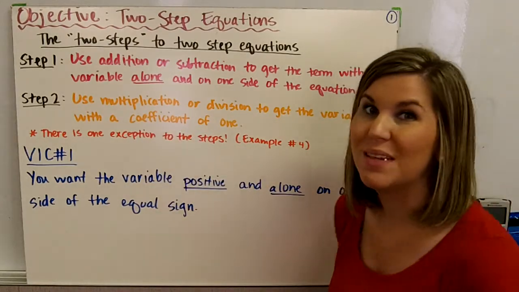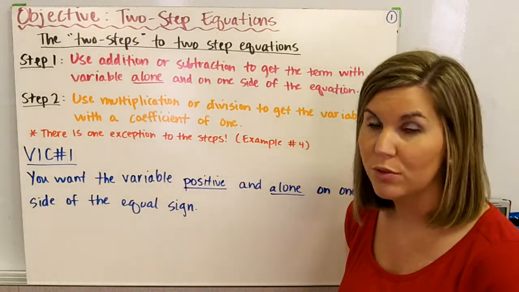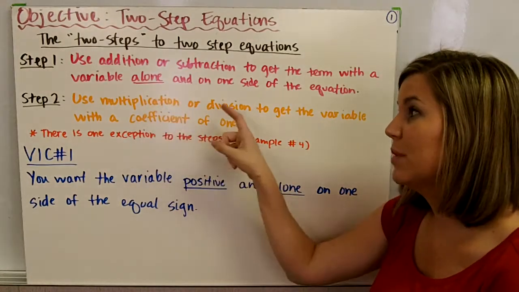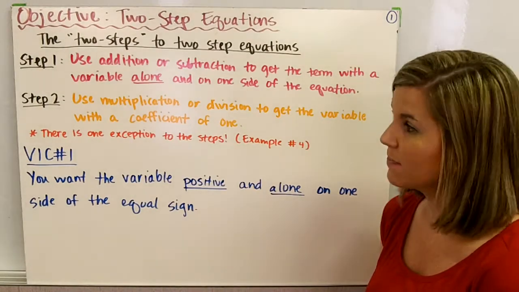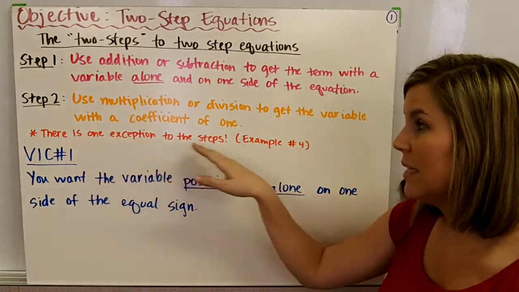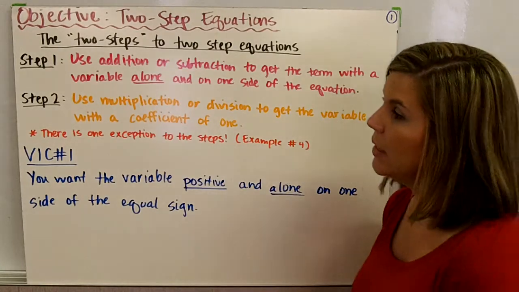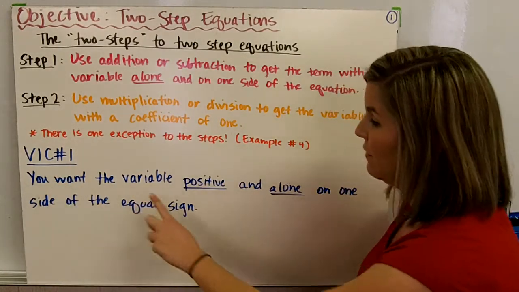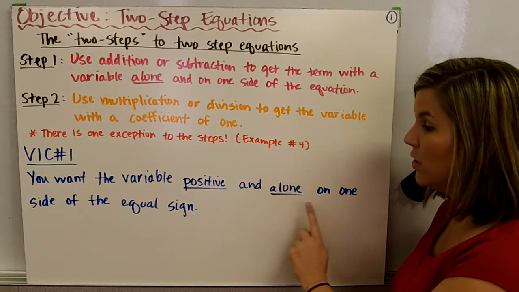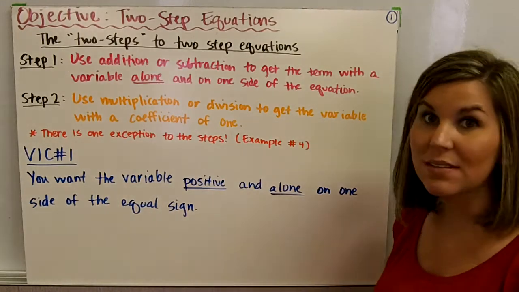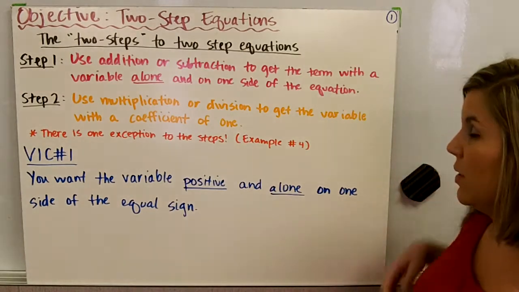Coefficient means the number in front of the variable. So the number in front of the letter has to be 1, and we'll use multiplication or division to do this. Now, there is one exception to the steps, and you'll see an example of this in example number 4. Big number 1, you want the variable positive and alone on one side of the equal sign. This is the same as from one-step equations.